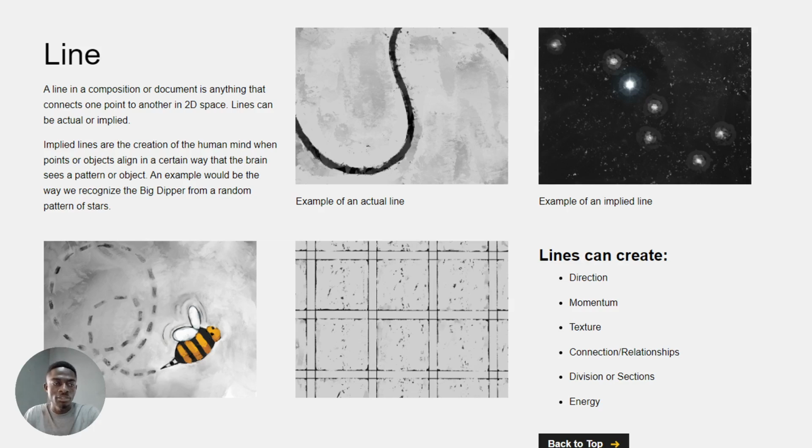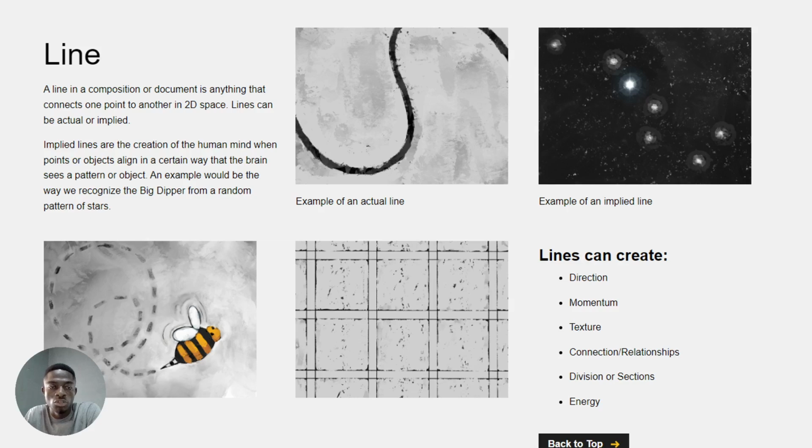Looking at line first. A line, in a composition or a document, is anything which connects one or 2 points to another in 2D space. Lines can be actual or implied. By actual we mean that you can actually see that this is a line, and by implied, you put 2 shapes or 2 objects together, and once the audience sees it, they're able to trace and imagine the line there.